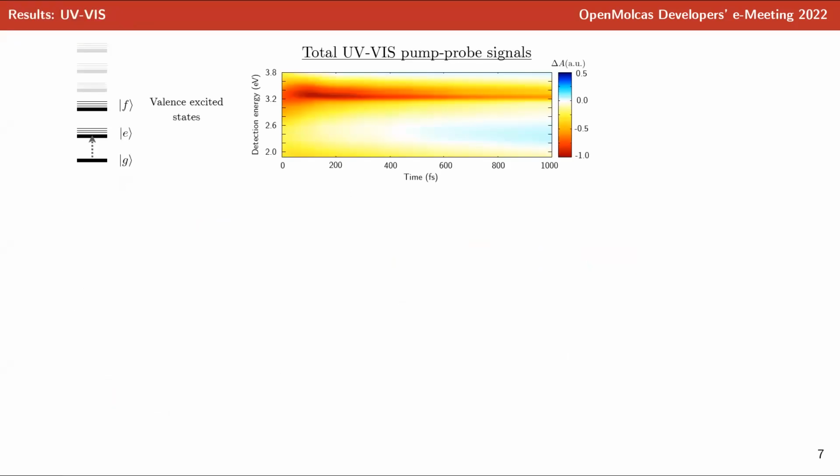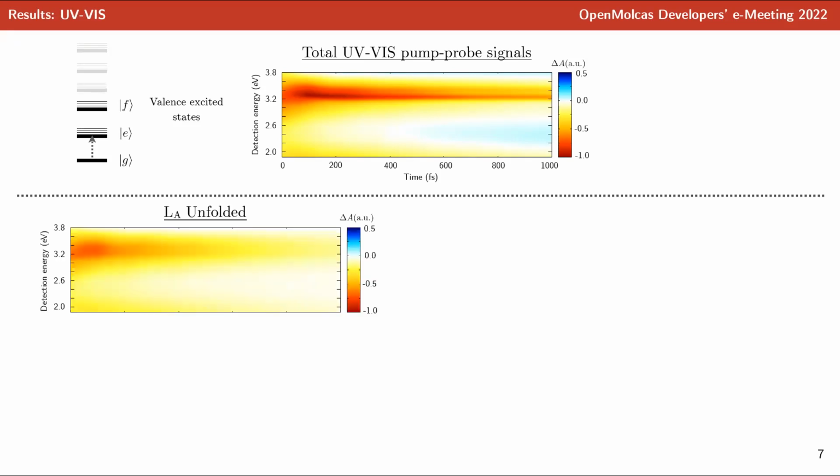So if we look now at what we get out of this simulation protocol, and we start from the UV visible quantum signal, we see that we can clearly identify a signature which is dying in time and which is an excited state absorption, and at the same time, which is rising in time, we see a stimulated emission. But in order to grasp as much information as possible, we can study individually the contributions to the total spectra.